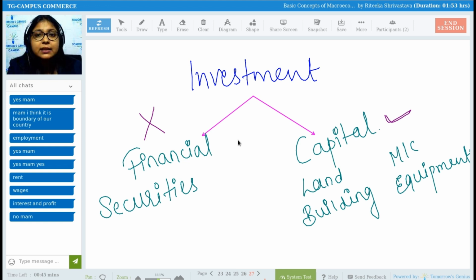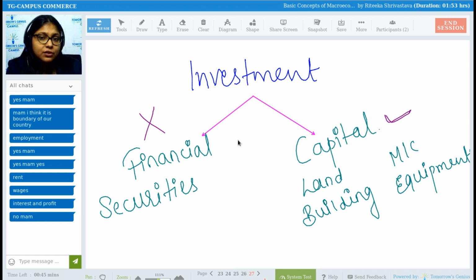Fine. So investment is something wherein you spend your money in order to get benefits in return, and that investment can be of two types. It can be a financial investment, it can be a capital investment. Financial investment means investment in securities, debentures, equities, preferences, bonds, etc. Capital investment means investing money in land, building, machinery, equipment, etc. In economics, we will be only talking about capital investment.